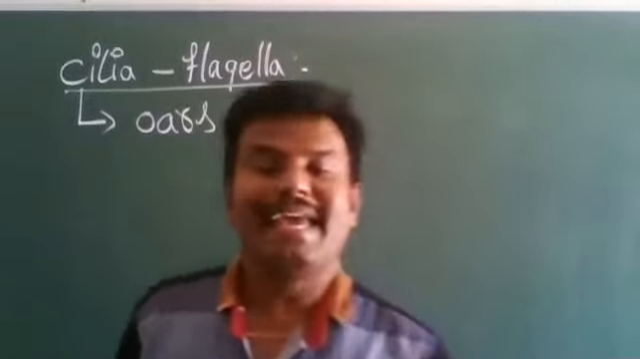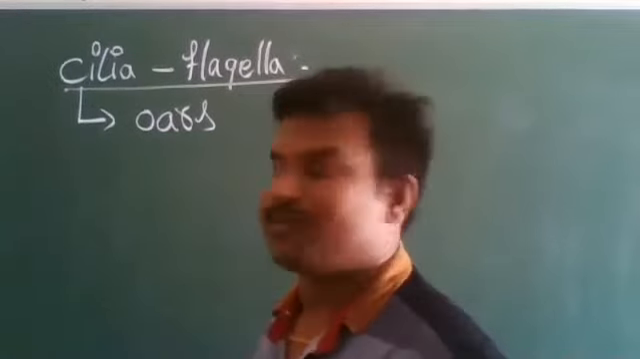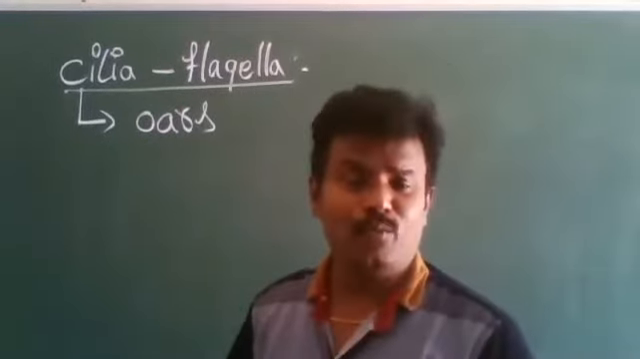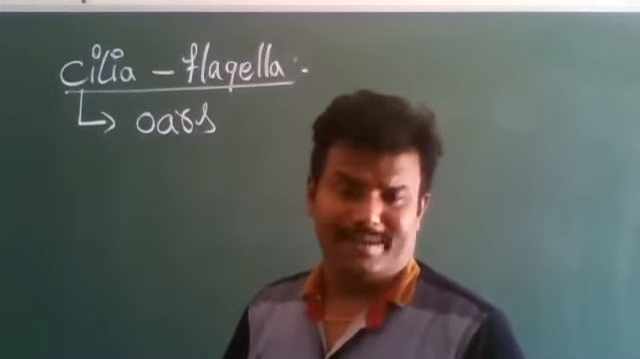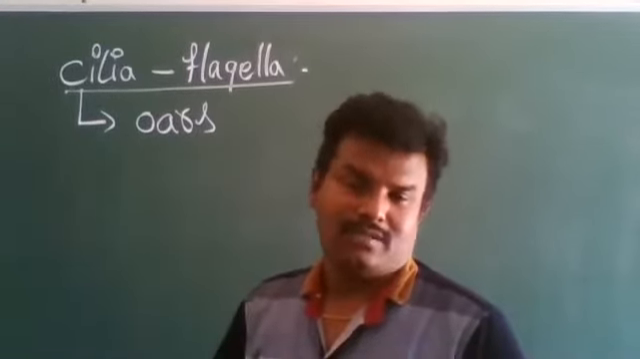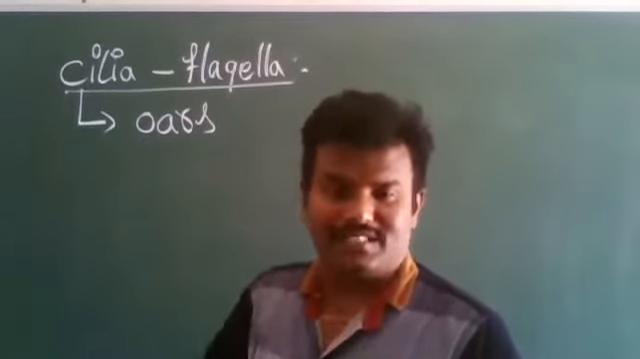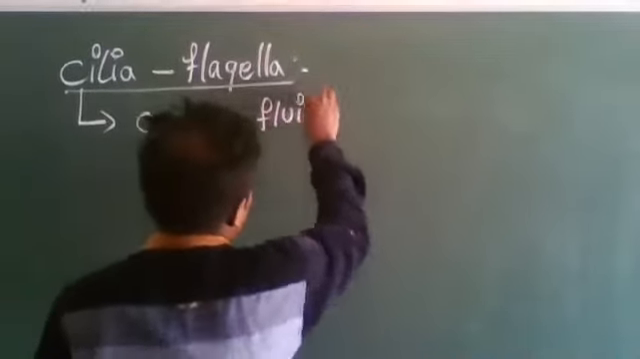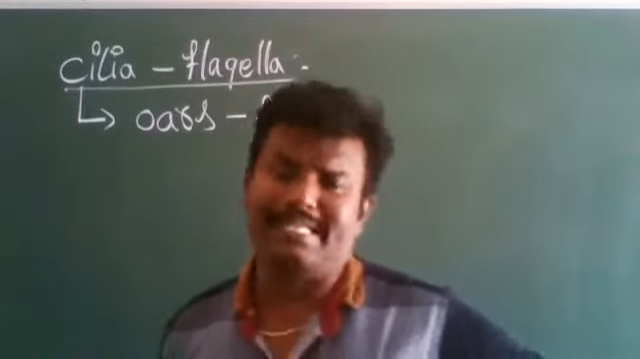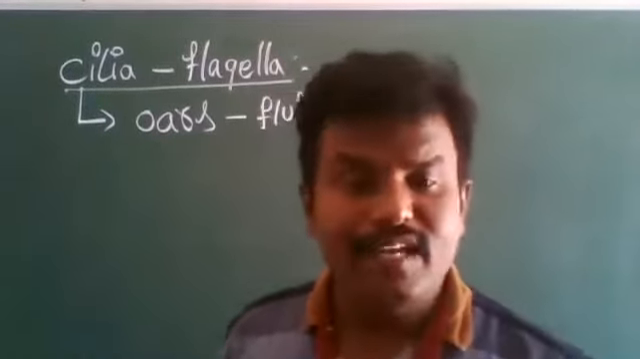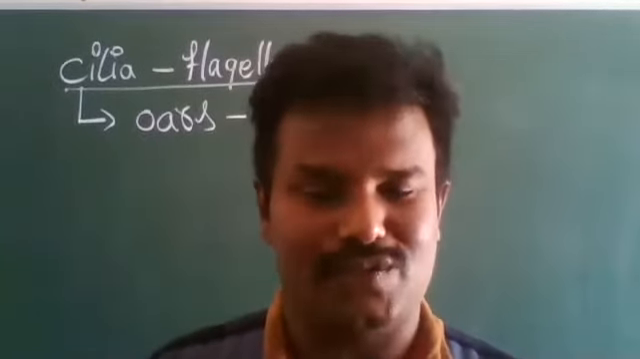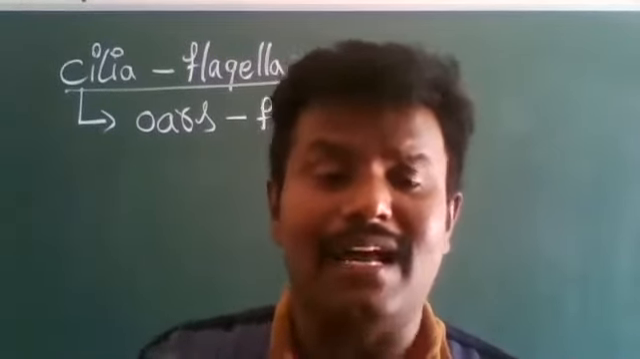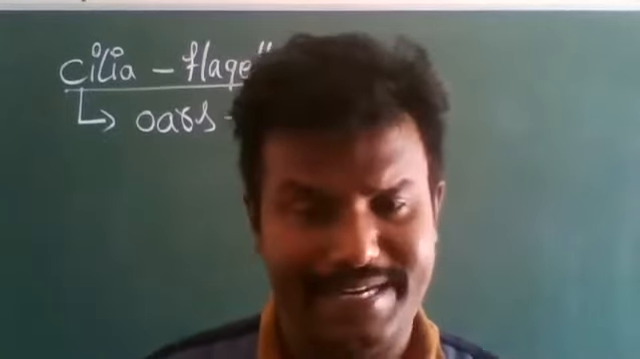The cilia is a small hair-like structure which works like oars. This oar helps in the movement of the cell on either side, that means left side, right side, in the surrounding fluid. That is the explanation about cilia.